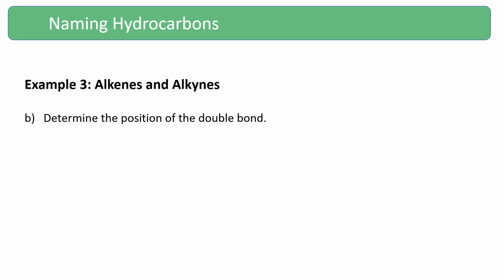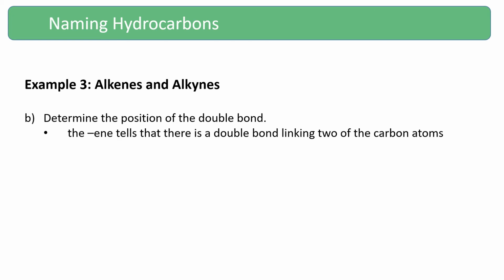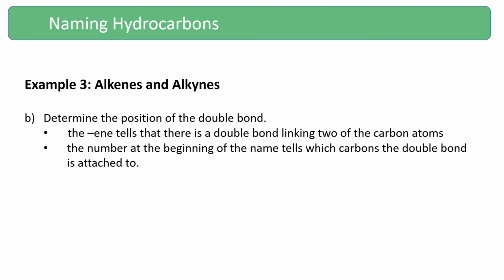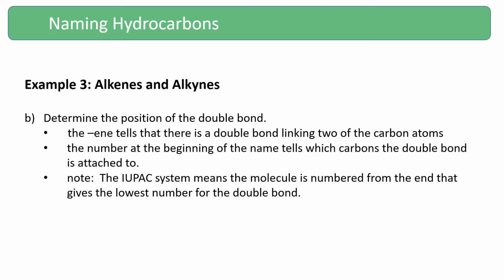Determine the position of the double bond. The ene tells there's a double bond linking 2 of the carbon atoms. The number at the beginning of the name tells which carbons the double bond is attached to. Note, the IUPAC system means the molecule is numbered from the end, left or right, that gives the lowest number for the double or triple bond.